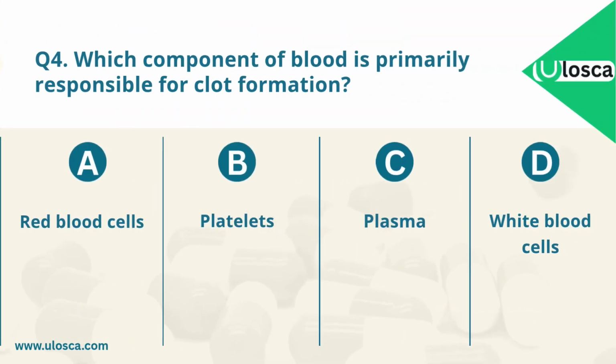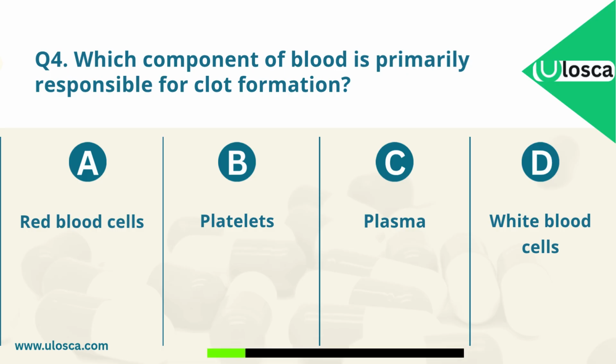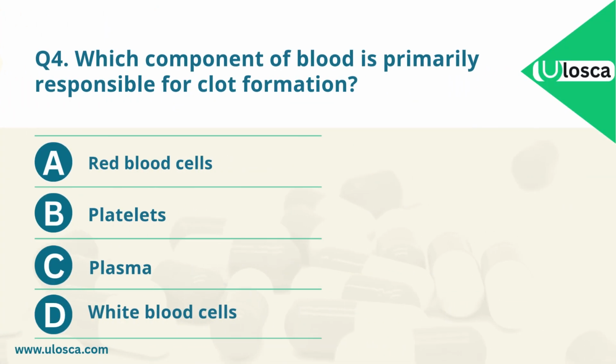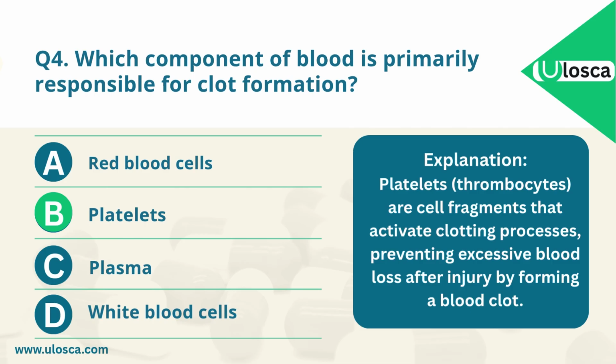Question 4. Which component of blood is primarily responsible for clot formation? A. Red blood cells. B. Platelets. C. Plasma. D. White blood cells. Which one is the correct answer? The correct answer is B. Platelets. Explanation. Platelets are cell fragments that activate clotting processes, preventing excessive blood loss after injury by forming a blood clot.